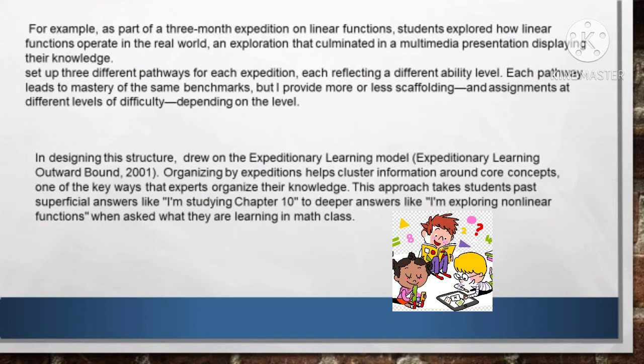In designing this structure, I draw on the Expeditionary Learning Model, Expeditionary Learning Outward Bound, 2001. Organizing by expedition helps cluster information around core concepts, one of the key ways that experts organize their knowledge. This approach takes students past superficial answers like "I'm studying chapter 10" to deeper answers like "I'm exploring nonlinear functions" when asked what they are learning in math class.